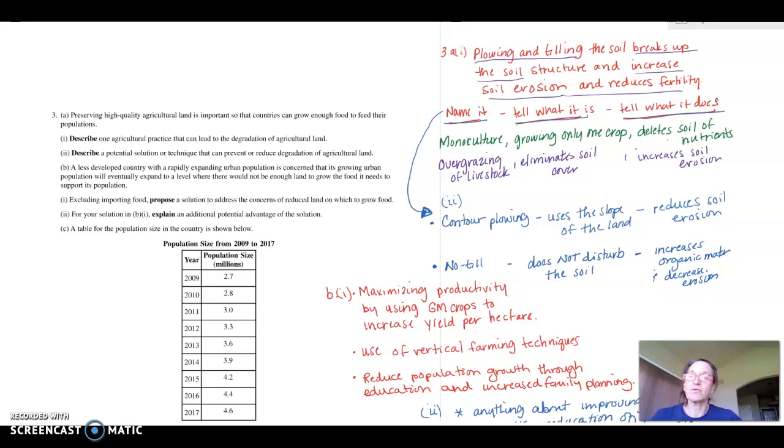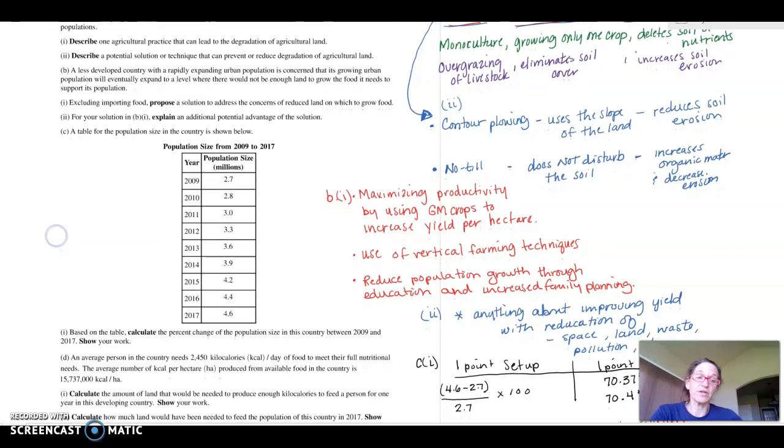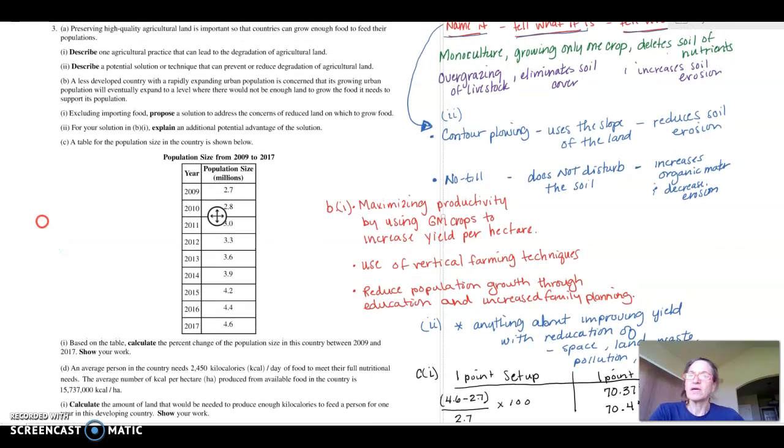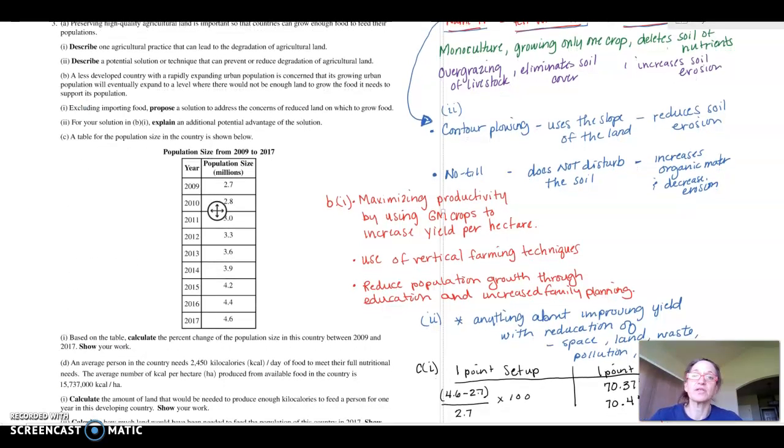Question B is going to ask about a less developed country with a rapidly expanding urban population that is concerned that its growing urban population will eventually expand to a level where there would not be enough land to grow the food it needs to support its population. B1, excluding importing food. So it's telling you we don't want to say import food. Excluding importing food, propose a solution to address the concerns of reduced land on which to grow food.